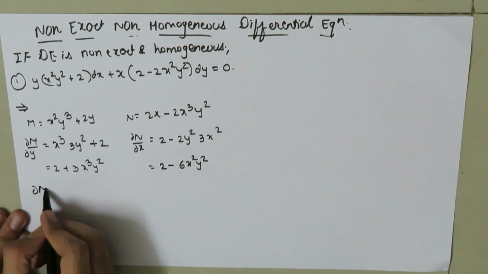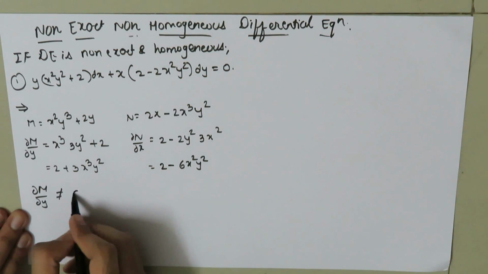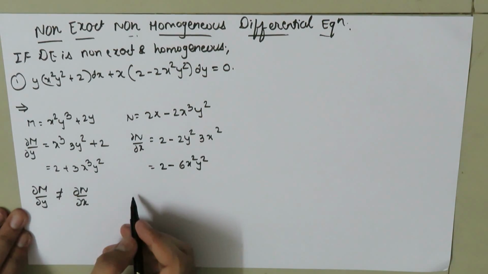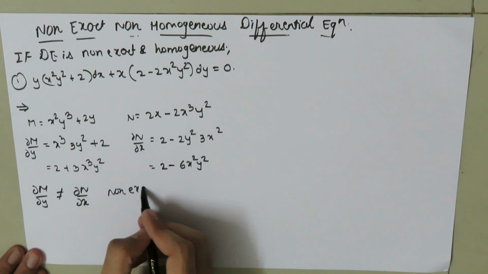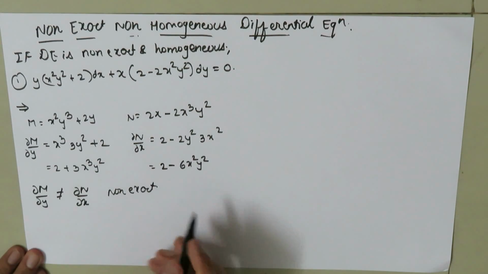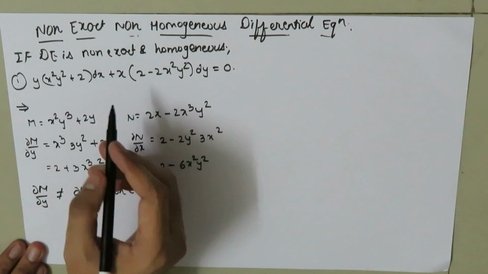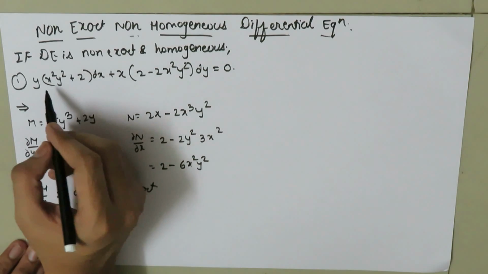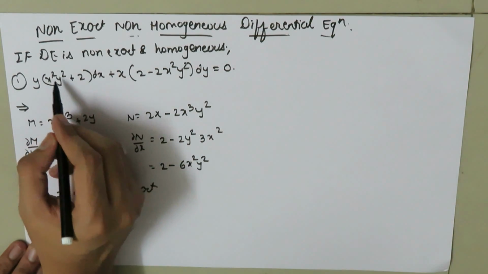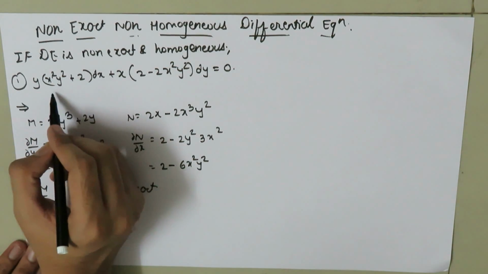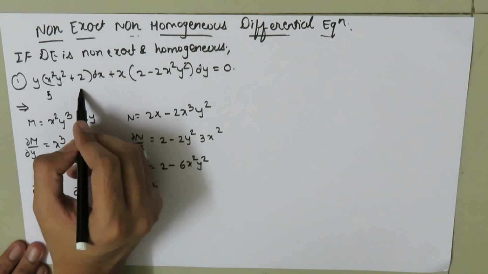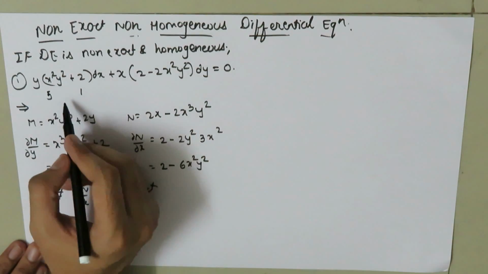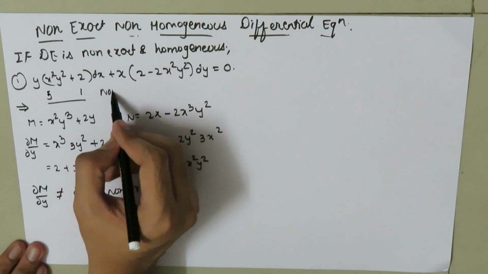So here delta M upon delta y is not equal to delta N upon delta x, so the given differential equation is non-exact. And if you see the homogeneity of this equation, the power of x will be 2 and y will be 3, so the overall power will be 5 here, and the overall power will be 1 there. So this equation is non-homogeneous.